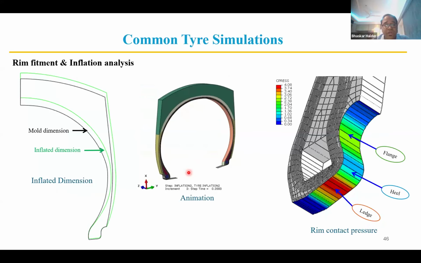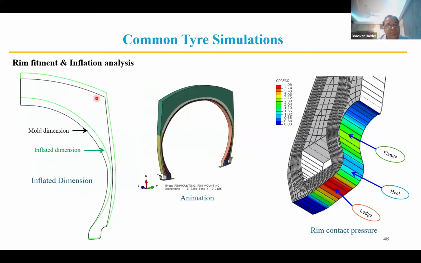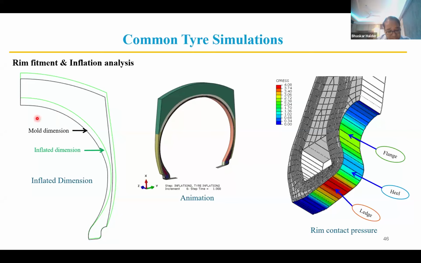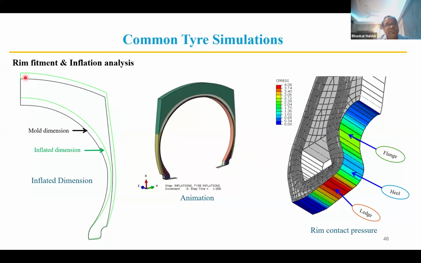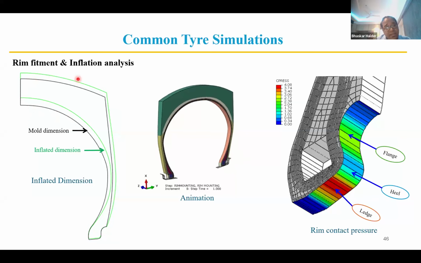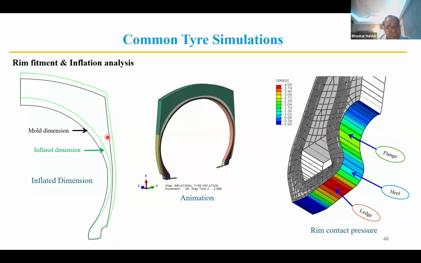So now I am giving some examples of how common tire simulations we apply in designing tires. First, as I told, this is a mold of the tire. The black one is the mold, and this green one is the inflated dimension. As I told, every tire has its specified inflation pressure, and we have to give some pressure into the tires, which carries the load. So after inflation, how much my tire inflated, what my inflated dimensions are, I can predict from these simulations.